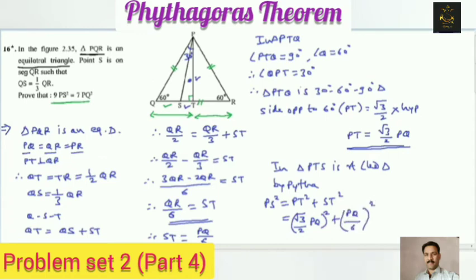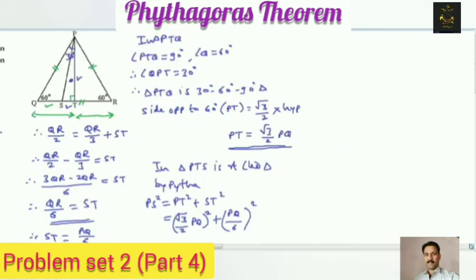Okay, now just try to simplify. We'll see what you can get here now. Just listen very carefully. PS square is equal to the square of this, 3 over 4, this is PQ square, this side again PQ square upon 36. Now look here, multiply both sides by, what is the LCM of 4 and 36? Obviously 36. So multiply both sides by 36.